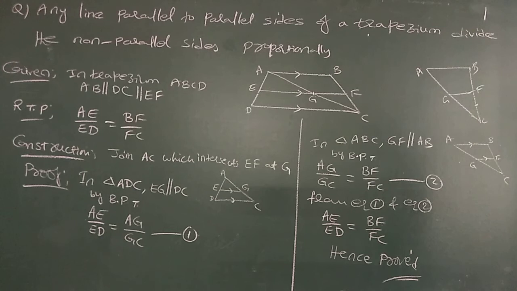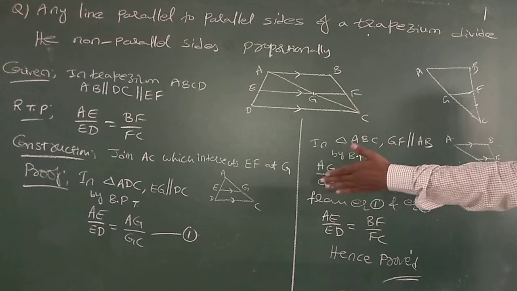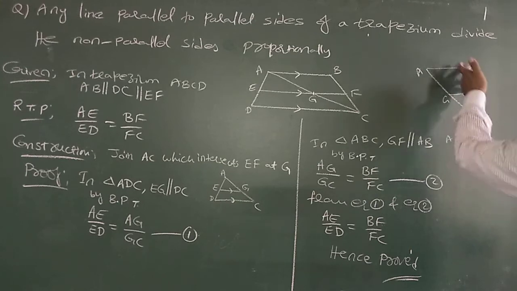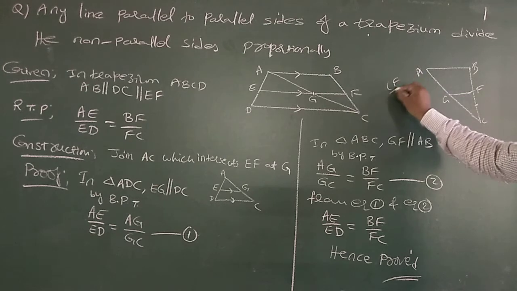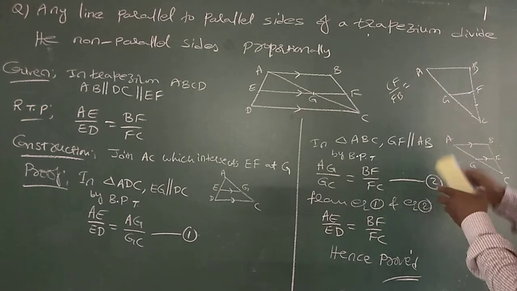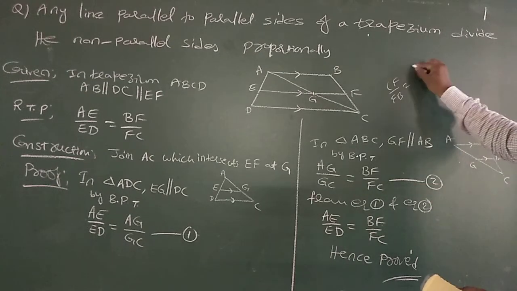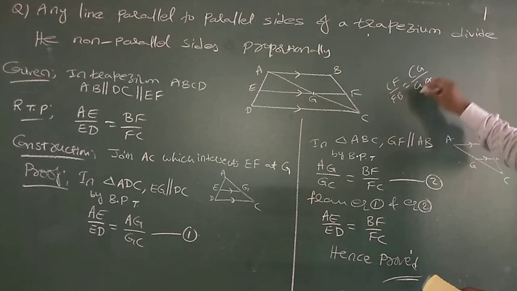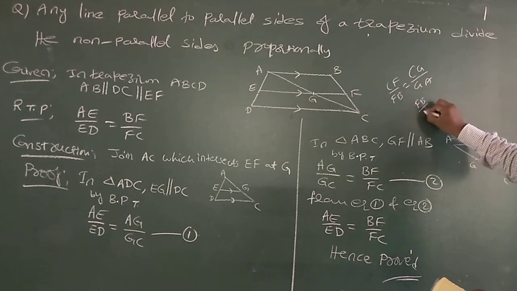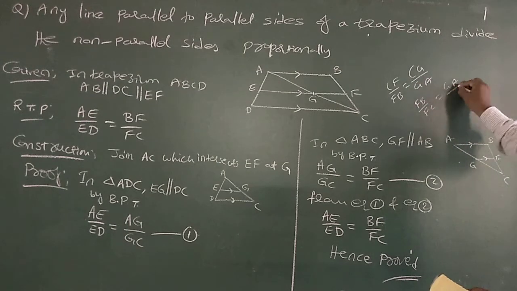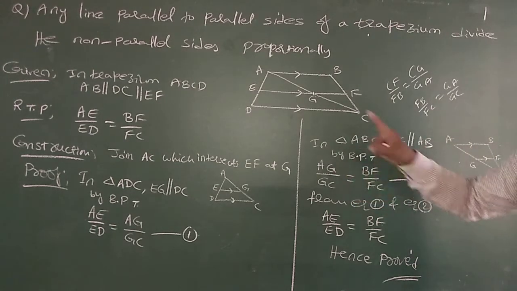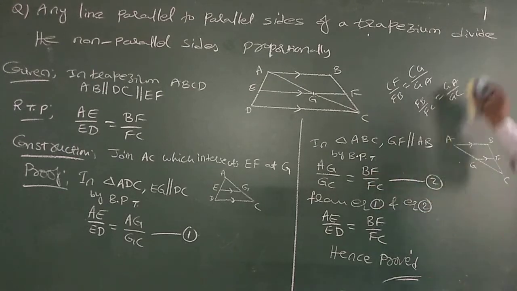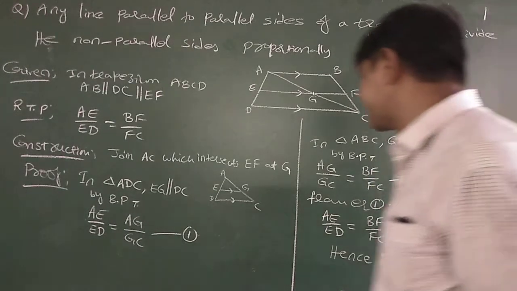So I directly applied the corollary here and took AG by GC is equal to BF by FC. If I take the reverse also, CF by FB is equal to CG by GA. When you take the reciprocal again, FB by FC is equal to GA by GC. Same only, now? Same or not? So I took one step ahead directly, applying the corollary as per my requirement. Please note this down.